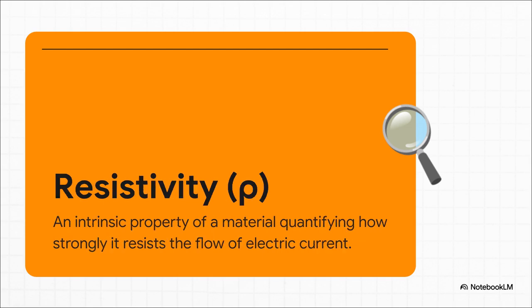Now, that resistance isn't just some random value. It depends on the wire's length and thickness, sure, but most importantly, it depends on what the wire is made of. Every material has its own built-in or intrinsic property called resistivity. It's like the material's personality. It tells you, fundamentally, how much it naturally resists an electric current.